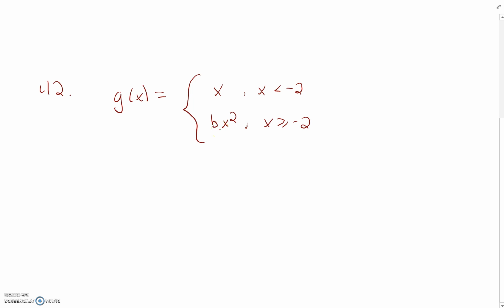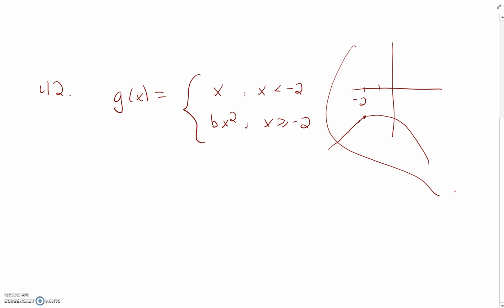42 says find b to make the function continuous. Let's just talk a little bit about it. We've got a linear piecewise curve. We've got a linear connecting into a quadratic. So some linear below minus 2, coming up, and it's going to connect to a parabola. I don't know, maybe like that. So we've got to find the b that makes it connect. This is just a little side note here on the picture of how it might happen.